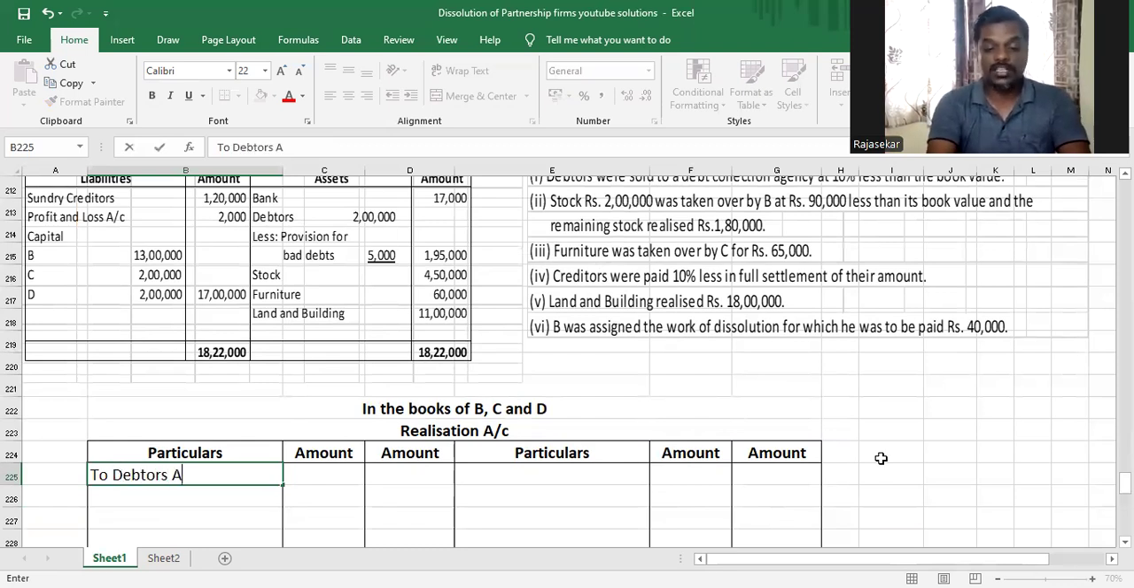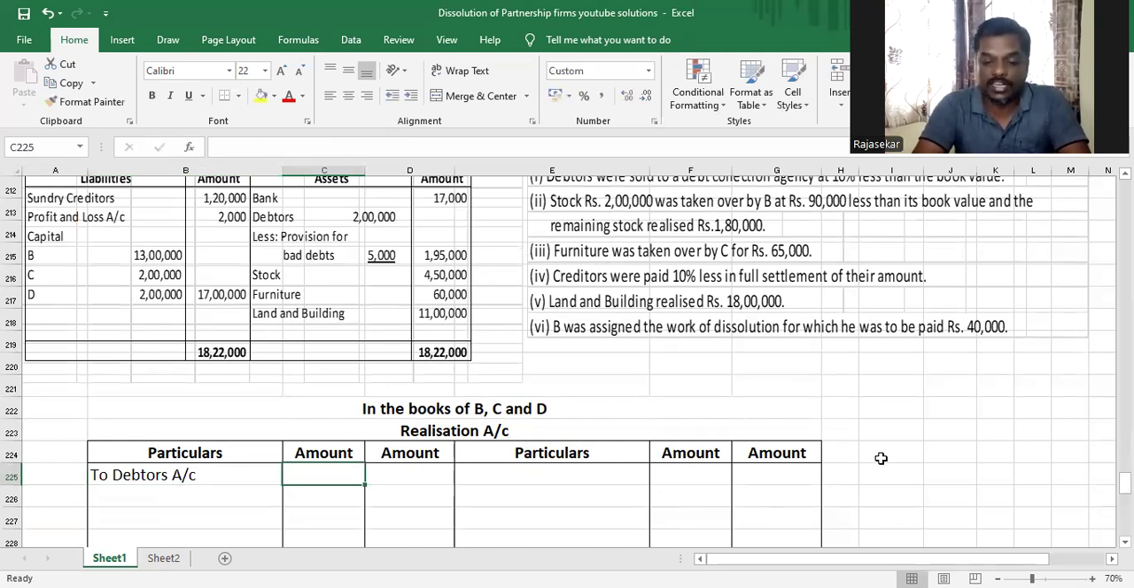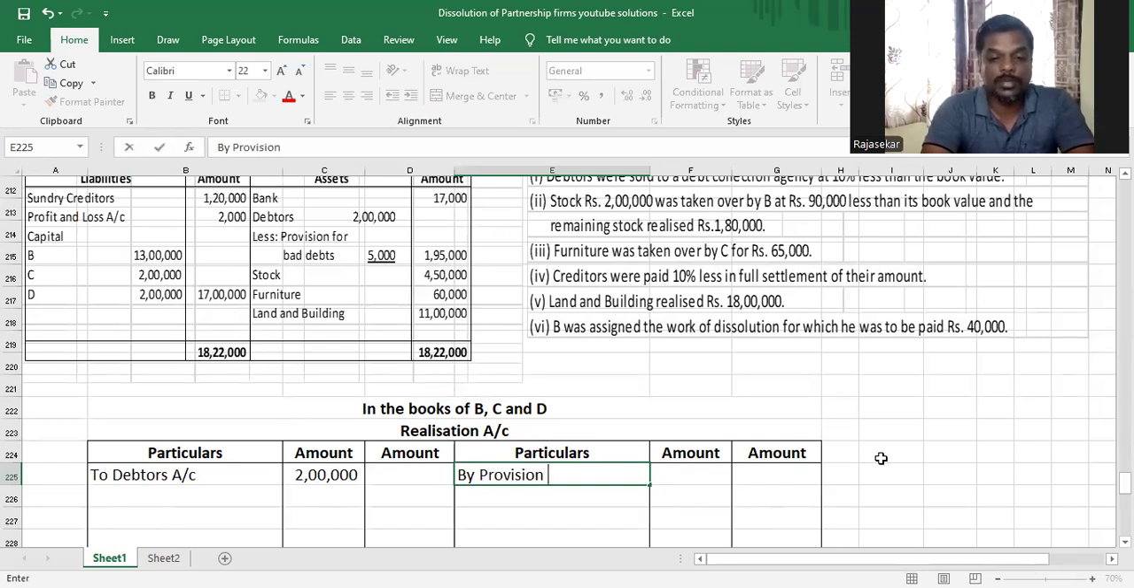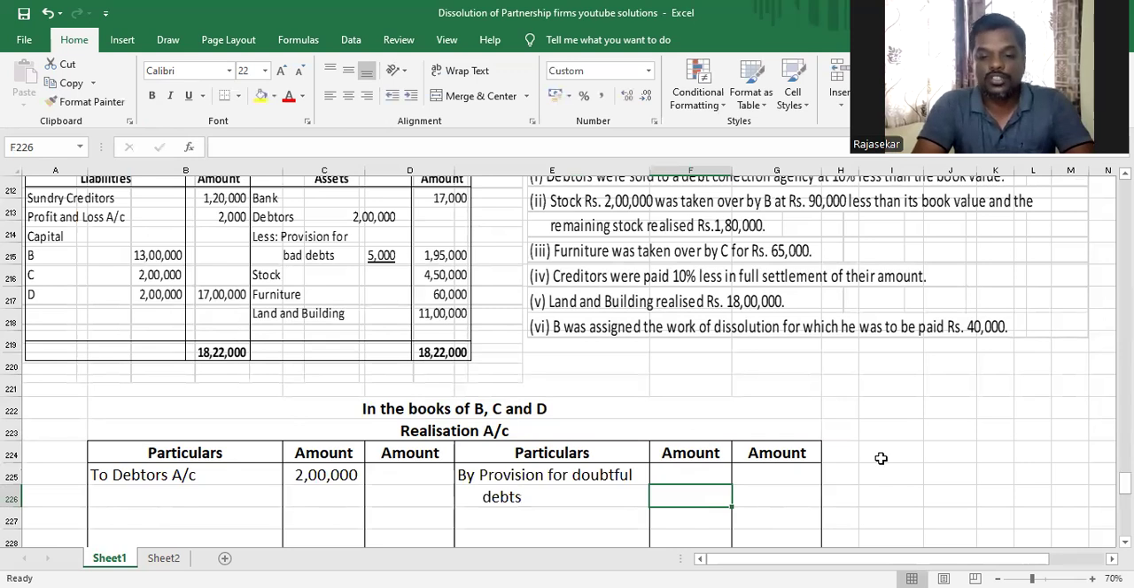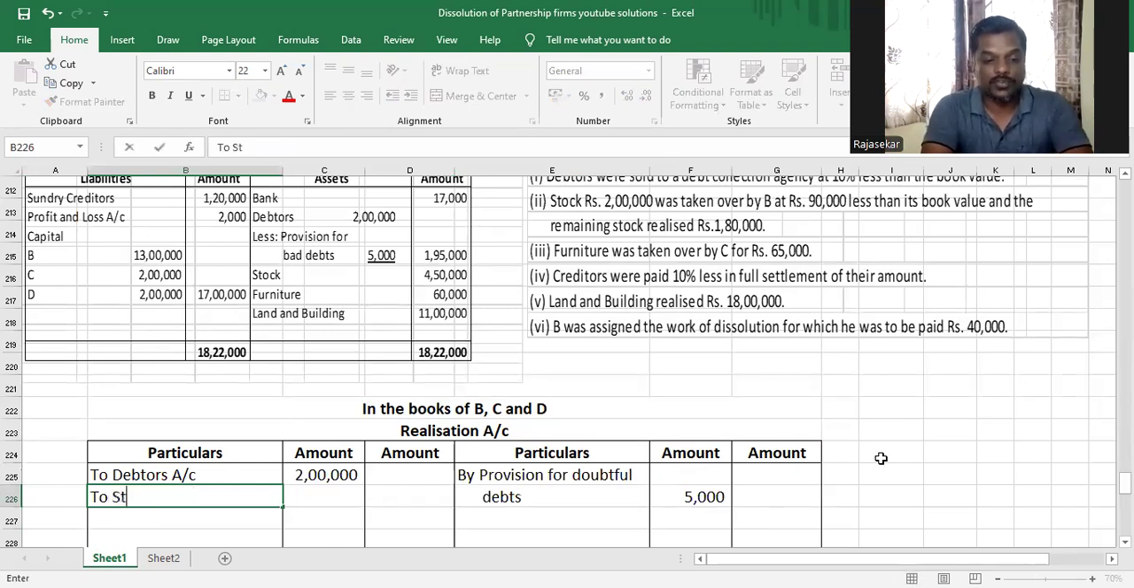When it comes to debtors, we'll transfer the gross amount only, not the net amount. The gross amount here is 2 lakh. When you deduct provision for doubtful debts of 5,000, you get the net amount of 1,95,000. When you transfer to realization account, you're supposed to transfer the gross amount of debtors, and provision for doubtful debts will be transferred as a liability. So I always recommend my students to do it right away instead of doing it along with other liabilities. The moment you transfer debtors, immediately you post to the credit side of the realization account the provision for doubtful debts.